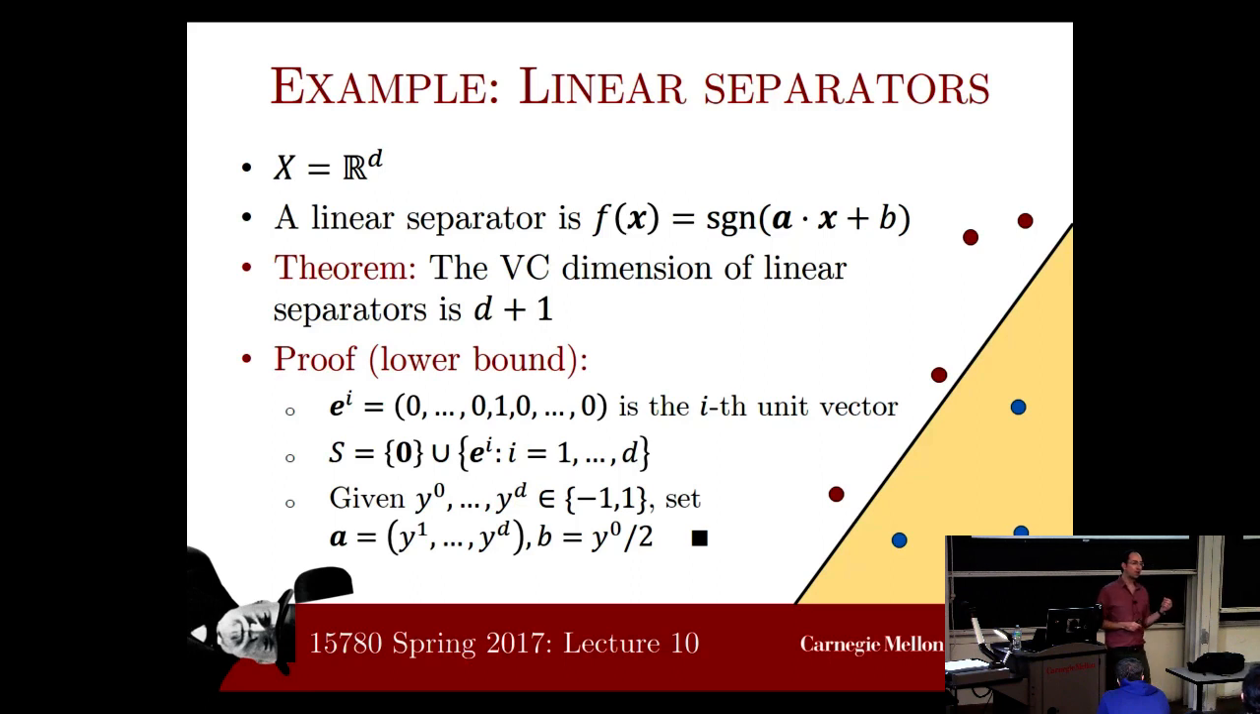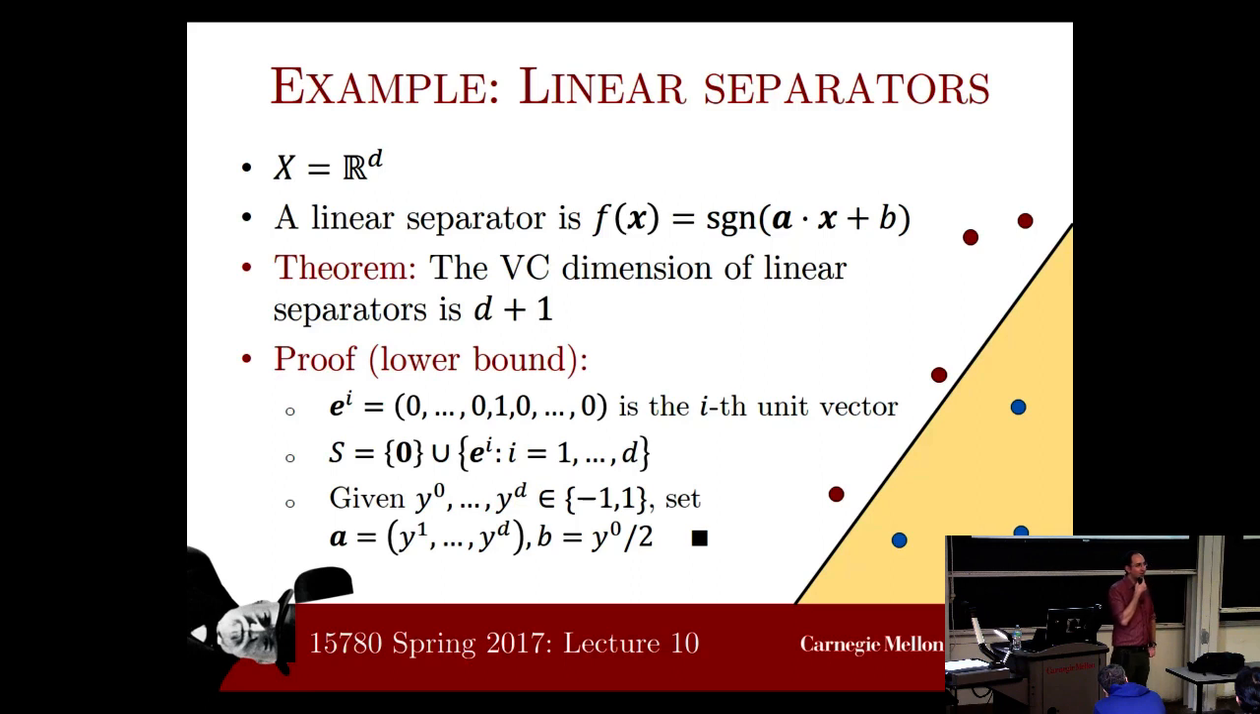And now I want to come up with the parameters a and b of my linear classifier that would exactly achieve the labeling that you chose. So what I'll do is, as my vector a, I'll take the vector y1 to yd. And as b, I'll take y0 divided by 2.